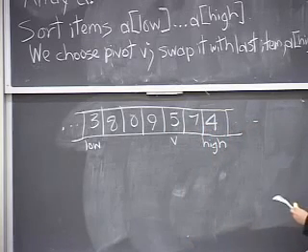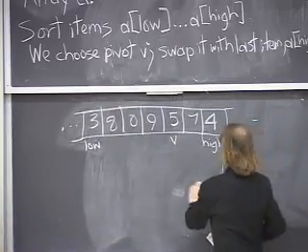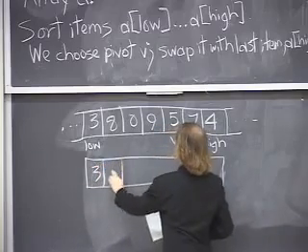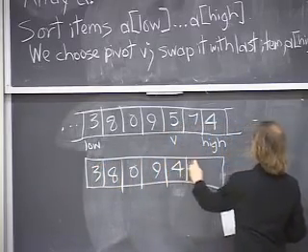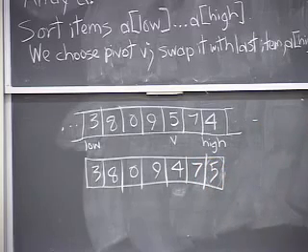First thing I do is I swap V with high. So the pivot is now safely isolated at the end of the array. We can sort everything else.